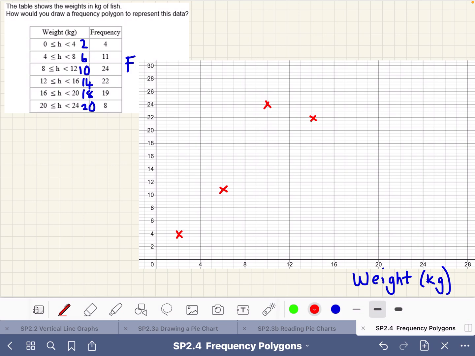Next is 18 and 19, which would be there. And lastly, we have 20 and 8. Now these are now all joined with a straight line.